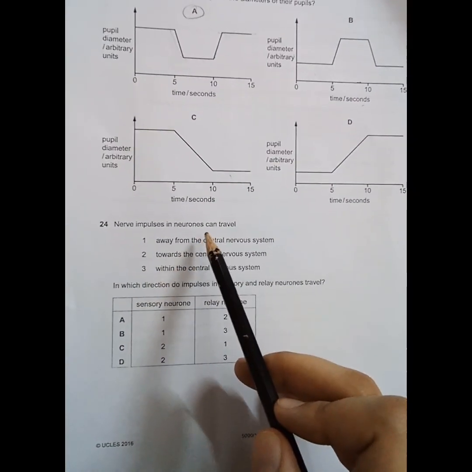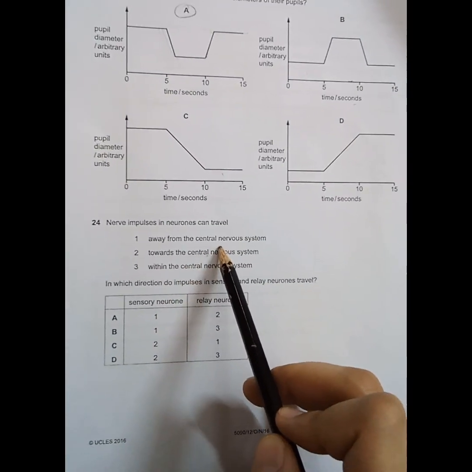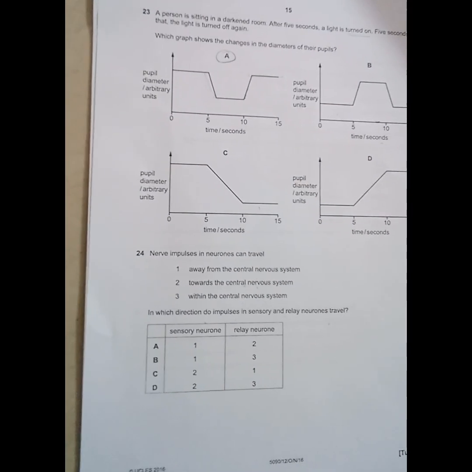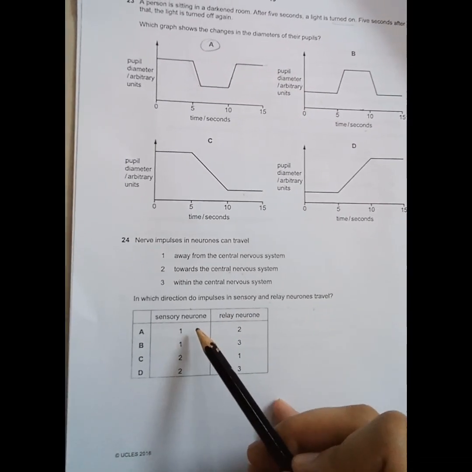Nerve impulses in neurons can travel away from the central nervous system, towards the central nervous system, or within the central nervous system. In which direction do impulses in sensory and relay neurons travel? So we know sensory neurons transmit nerve impulses from the receptor to the brain or spinal cord depending on the action. So we have the sensory neuron, it goes towards the central nervous system, and relay neurons to and within the central nervous system. Oh, sorry, D. Sorry.